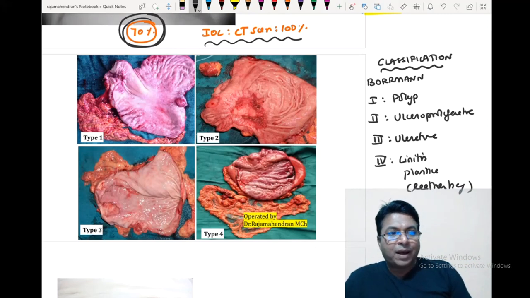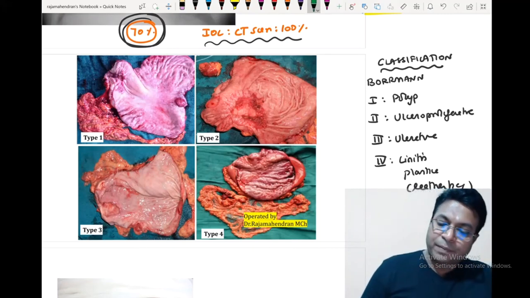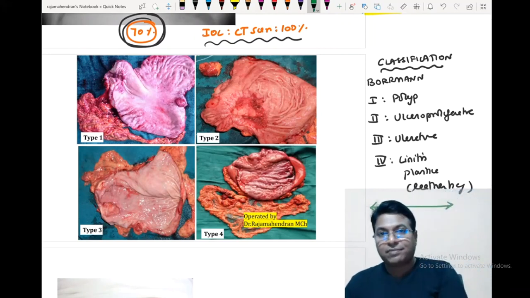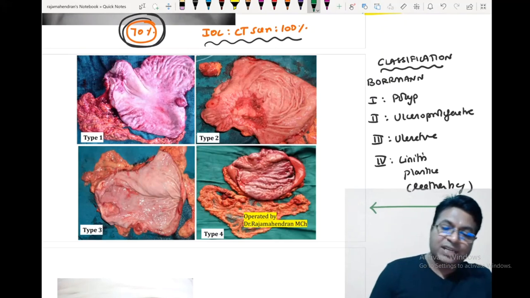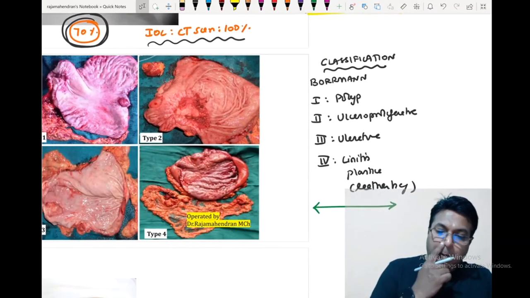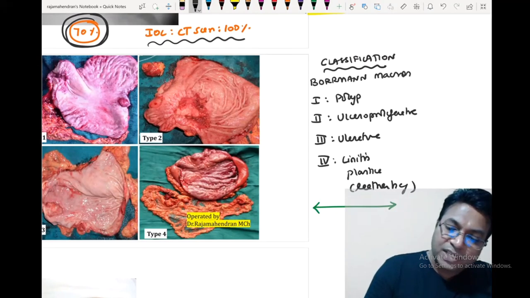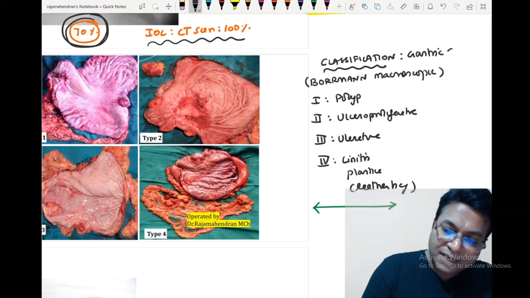Johnson is for gastric benign ulcers. They won't ask that for your exam. They will ask you this Borman classification, which can be asked in your exam. So please remember Borman's macroscopic classification of gastric cancers. Okay, this is for gastric cancer.